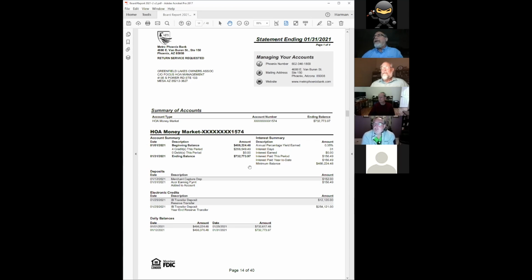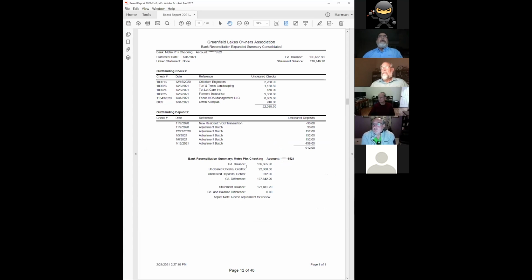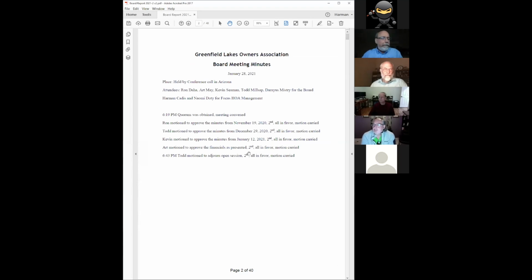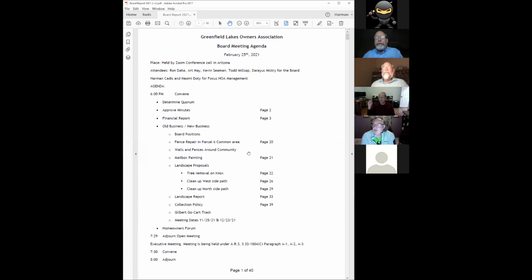Okay, I don't see any questions from the homeowners or board. We would entertain a motion to accept the financials as presented, please. I make so motion. Do I have a second? I second. Thank you. Any further discussion on the motion? Any homeowner discussion on the motion? Hearing none, all in favor? Aye. Any opposed? Hearing none, passes unanimously. Thank you very much.